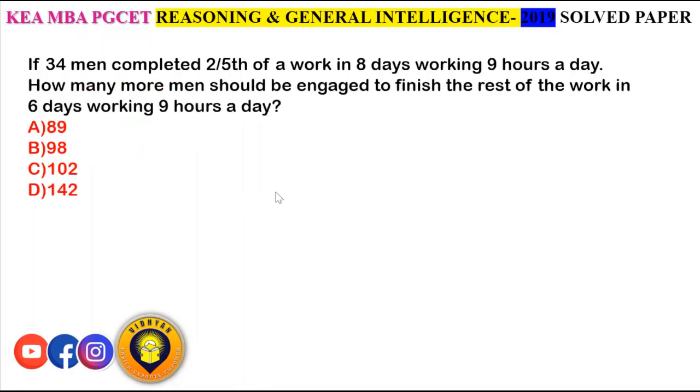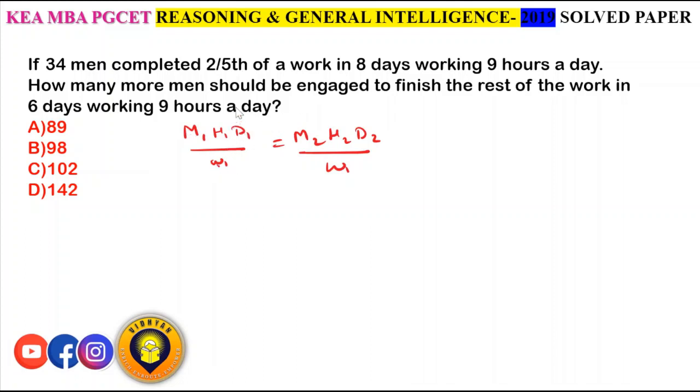Now, if 34 men completed 2/5 of a work in 8 days, working 9 hours a day, how many more men should be engaged to finish the rest of the work in 6 days, working 9 hours a day? So this is a time and work based concept where men is involved. So here we will use a formula, that is M1 H1 D1 upon W1 is equal to M2 H2 D2 upon W2, where M is number of men, H is the hours, D is the days, W is the work done.